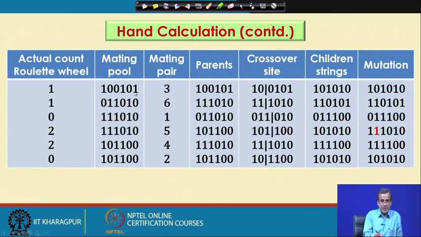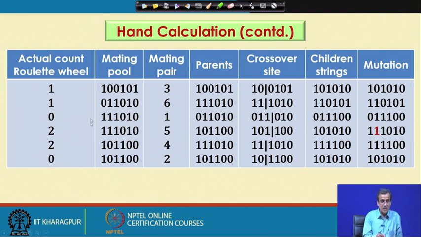Now, if I compare the average fitness of this mating pool with the average fitness of the initial population, there is a possibility that the average fitness of the mating pool will be higher compared to that of the initial population, because in the mating pool there could be multiple copies of the good solutions and the bad solutions will be deleted from the mating pool. That is the purpose of the reproduction scheme.